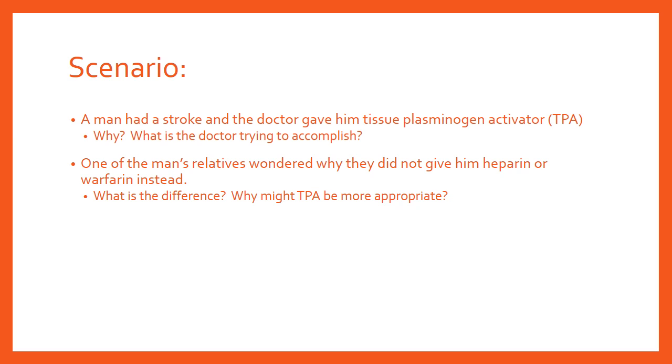So this is how it works. Again, tissue plasminogen activator can be natural or can be synthesized and given as a medication for a stroke, and by stroke we mean the occlusive stroke, thrombotic stroke. So the question, what is the doctor trying to accomplish? From here we know the doctor is trying to dissolve the clot.